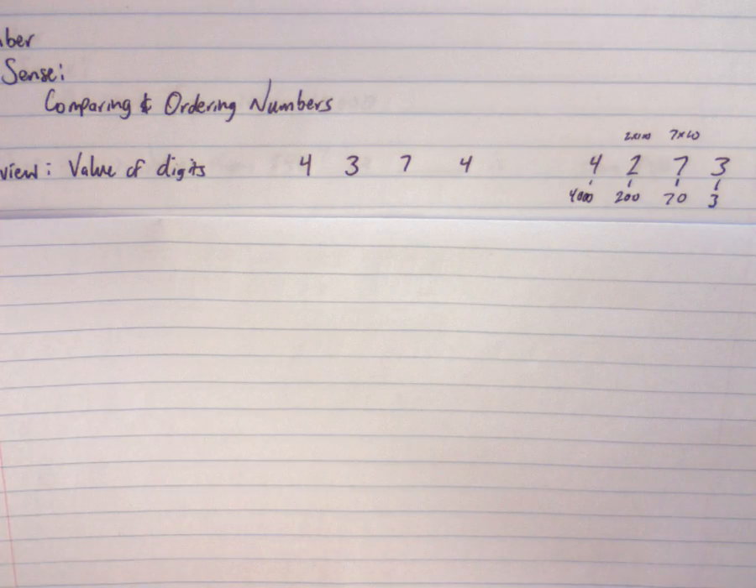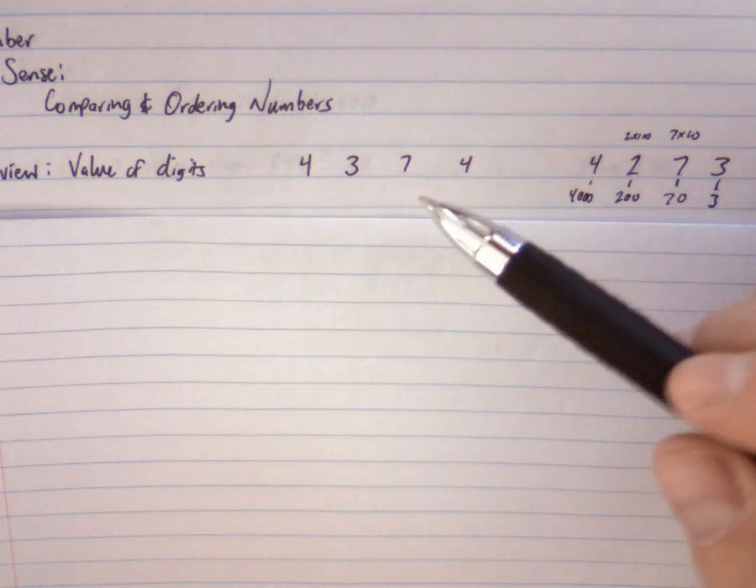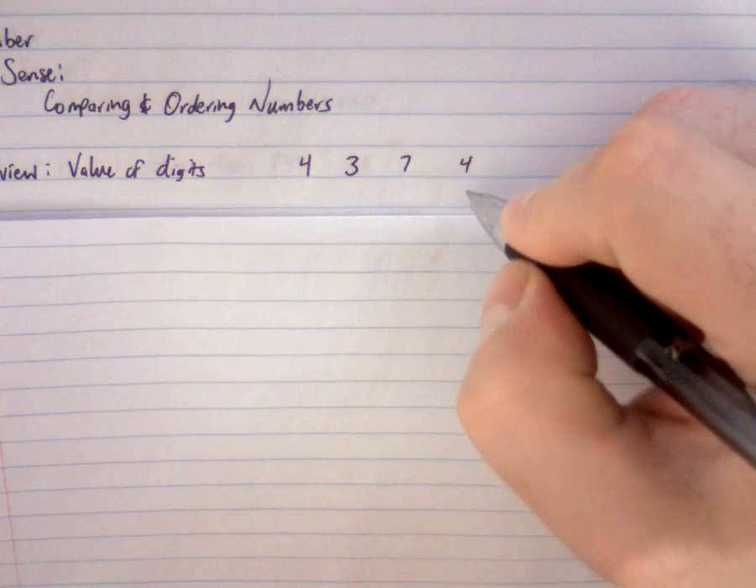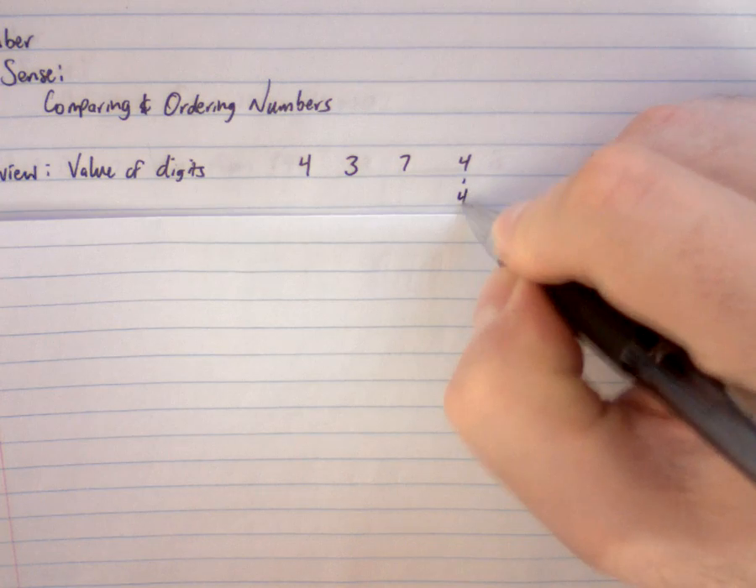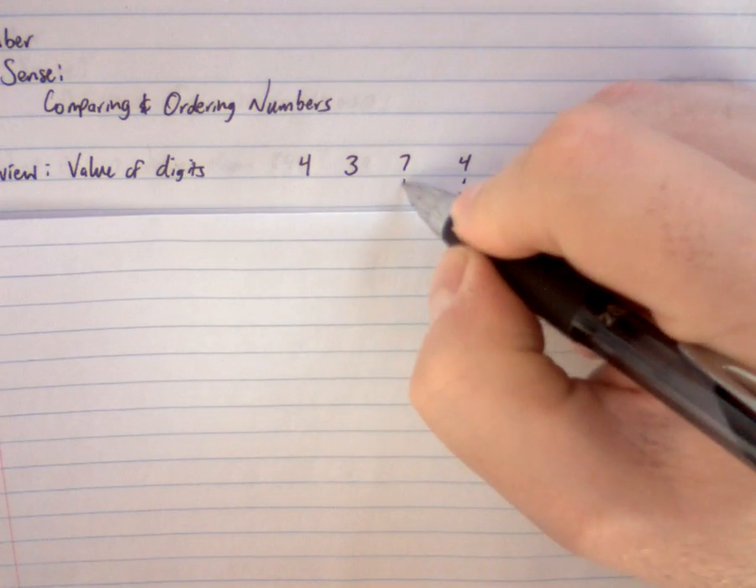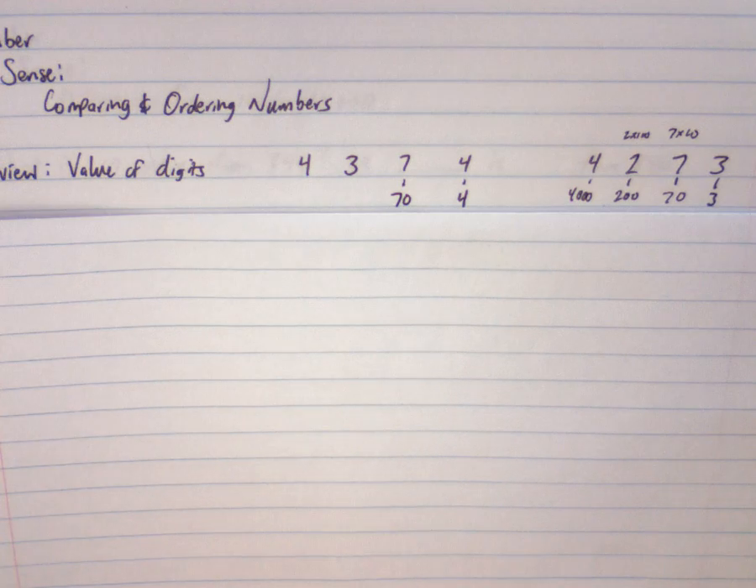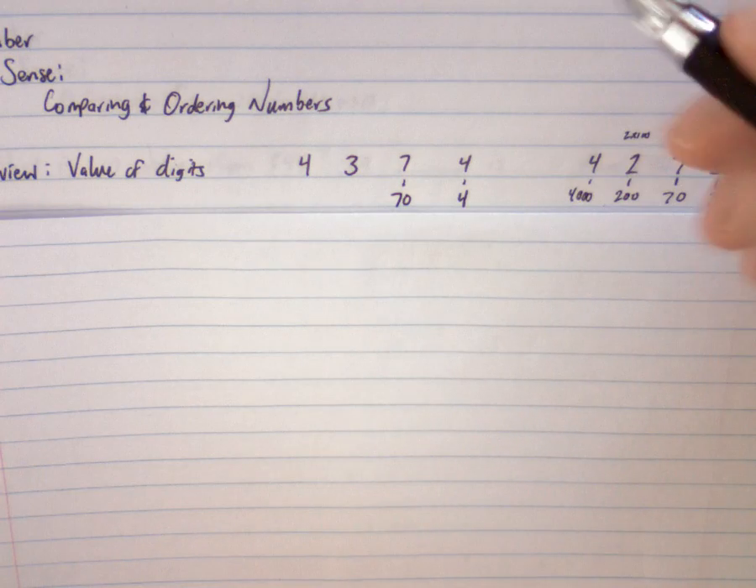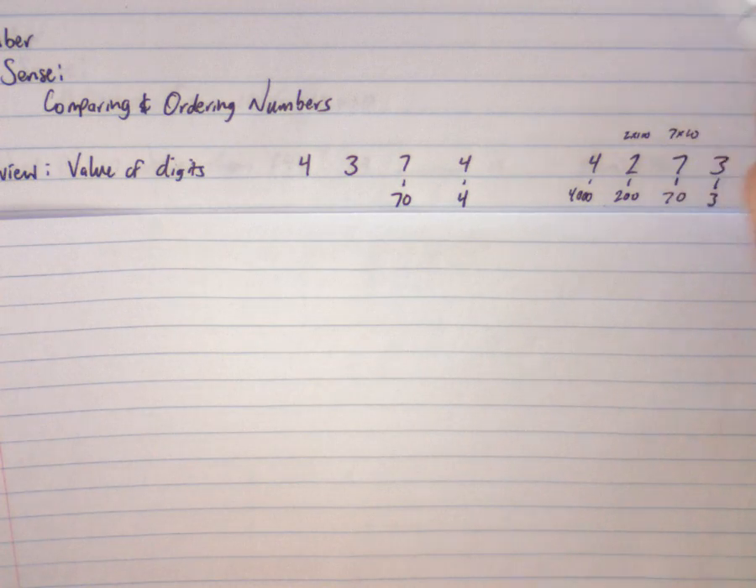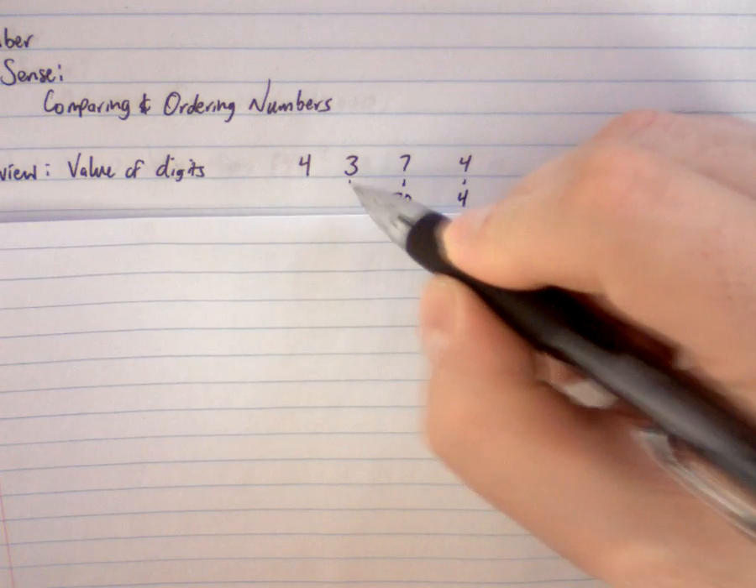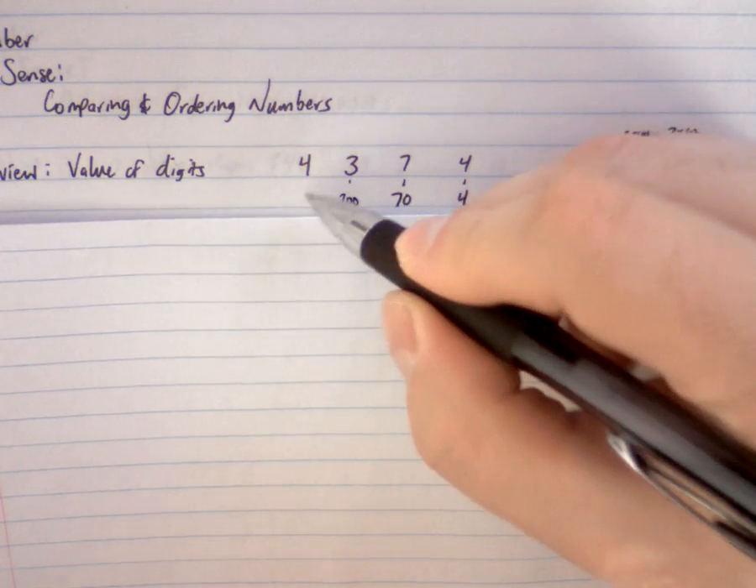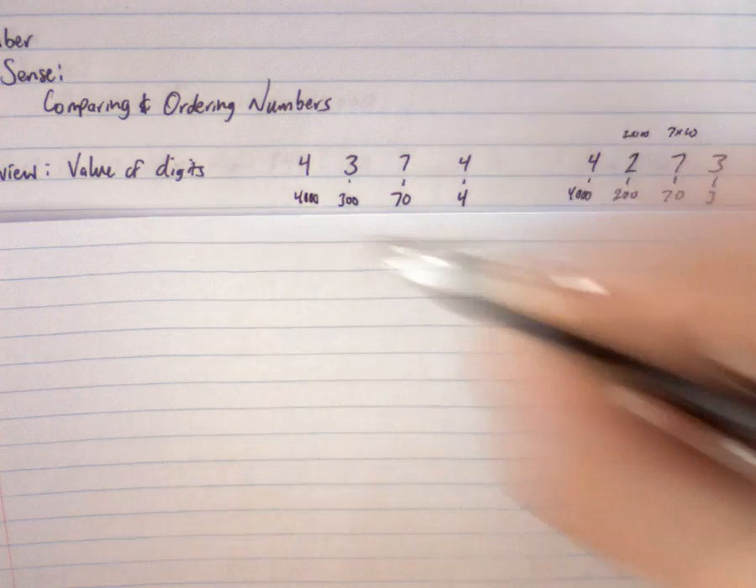Okay, so now we've written the value for the first one. We're going to write the value for the next one. In the 1 spot, 4. The 10 spot, 70, because we're looking at 7 tens, and 7 tens is 70. Then 3 hundreds and 4 thousands.